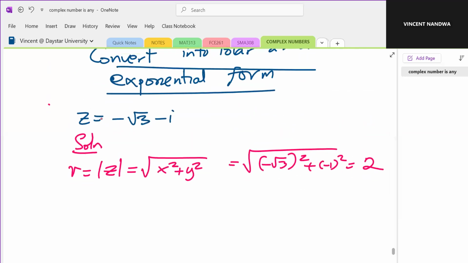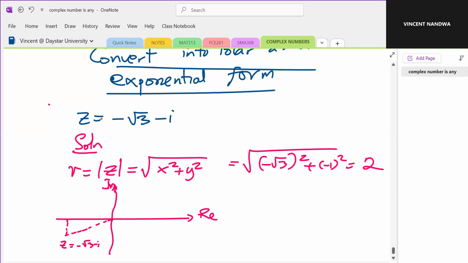Now, to know how you are going to define theta, you need to visualize in which quadrant your complex number lies. So if these are minus, it means that the real axis is minus, and the imaginary axis is also minus. So the number will be in this quadrant here. So this way we will have minus root 3 minus i, where minus i means that along the vertical axis there's one unit, and then along the real axis, we have root 3 units.